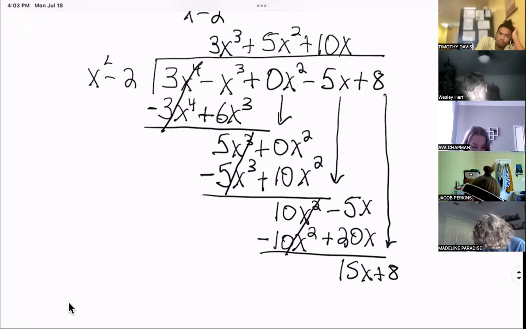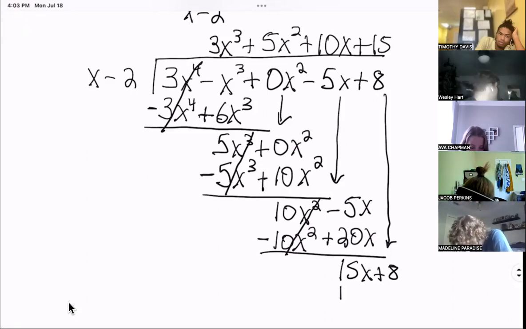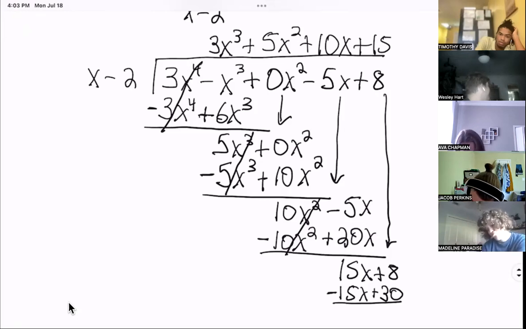What do I multiply? I have to match 15x. What do I multiply x by to get 15x? 15. I'm going to distribute. I don't have room for the arrows, but you know what I'm doing. 15 times x is 15x, and 15 times -2 is -30. I subtract, so I change both signs, and I find my remainder of 38.